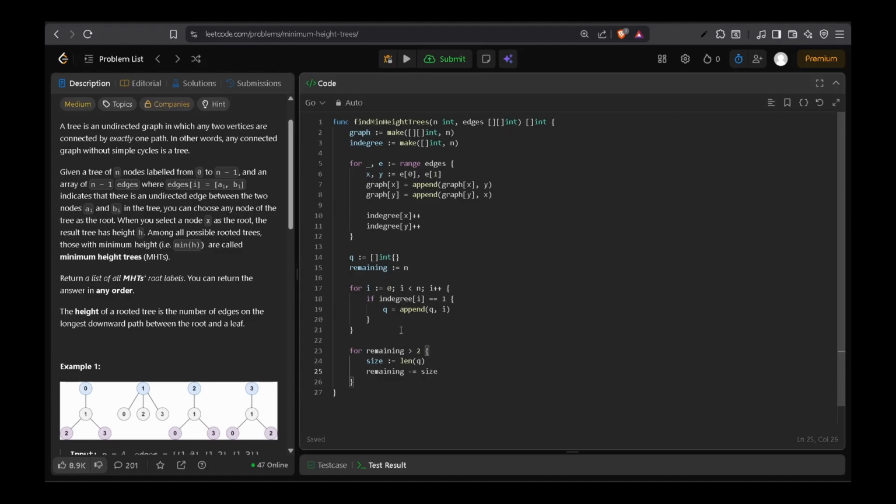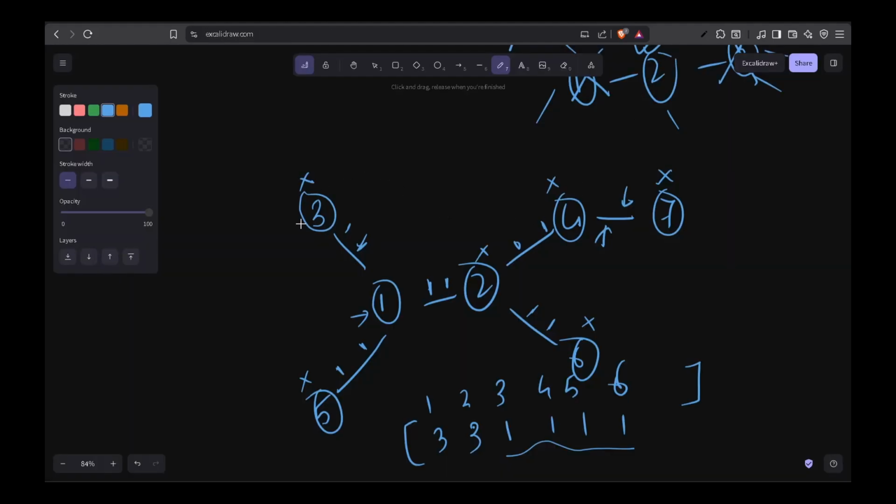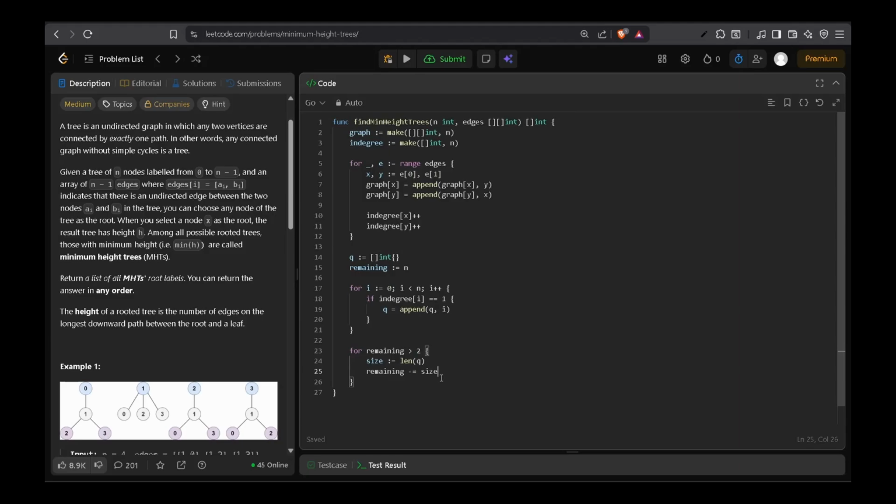This means that currently in the queue we have this many size amount of nodes, and we'll process them parallelly, simultaneously, right? Not one by one. As we discussed, we'll start traversing from all the leaf nodes simultaneously. So that's why we are saying that reduce the remaining by this size, because these many nodes will be processed together, right? And for that, for i equal to 0, i less than size, i plus plus, right?